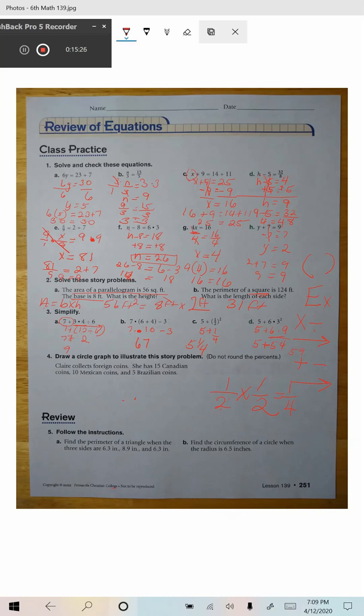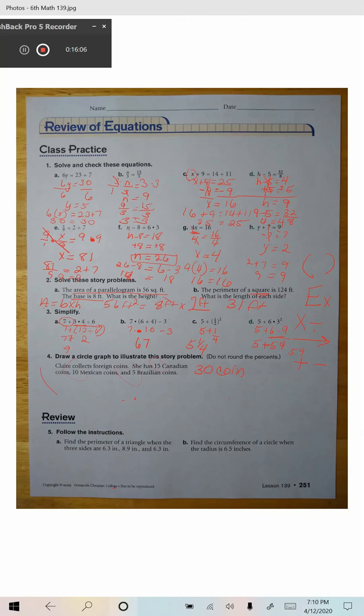On number 4, you're going to have to do on your own. So you're going to draw a circle graph to illustrate this story problem. I'm going to erase this just in case I need the space. Claire collects foreign coins. She has 15 Canadian coins, 10 Mexican coins, and 5 Brazilian coins. So we have to graph that. I will show you how to get the percentages here. So the first thing I have to do is total up how many coins she has. If she has 15 and 10 and 5, what's that total? You get 30? So she has a total of 30 coins.